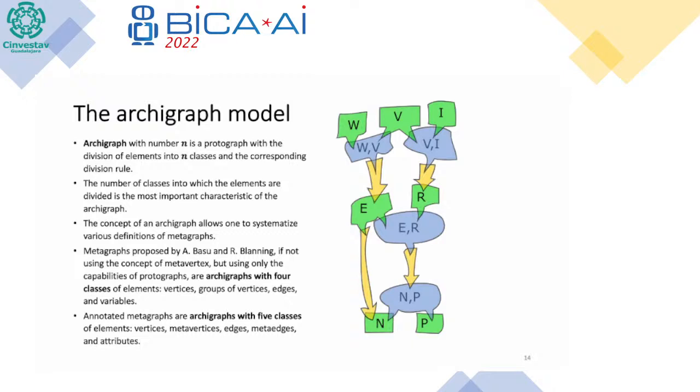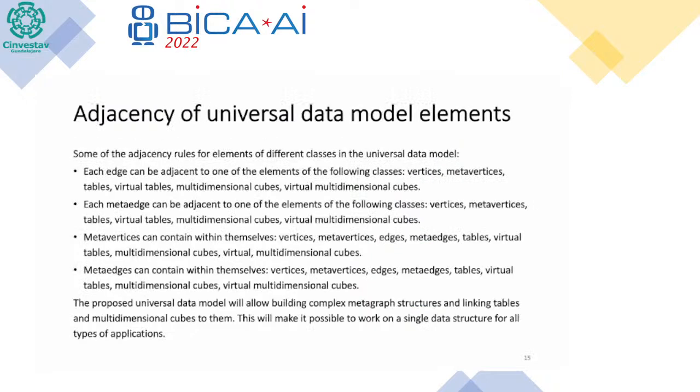So in this picture, we see a metagraph of a Bayesian building that is shown as an archigraph model. Annotated metagraphs are archigraphs with 5 classes of elements: vertex, metavertex, edges, meta-edges, and attributes. Some of the adjacency rules of elements of different classes in the universal data model are presented on the slide.